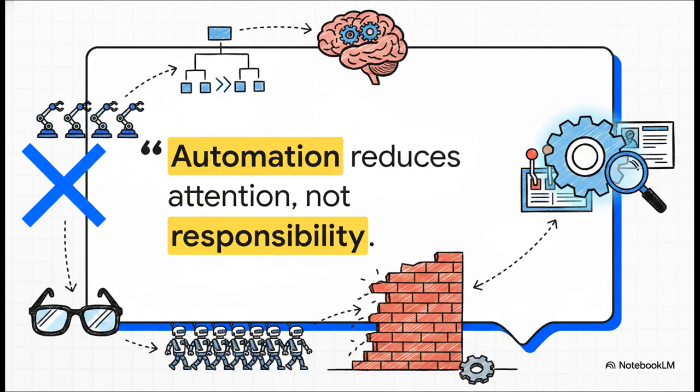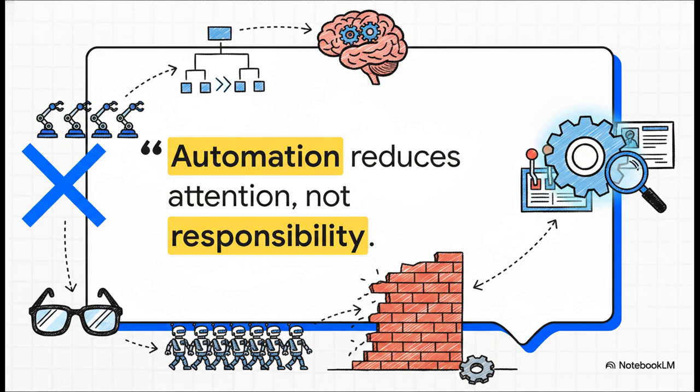Now, I really want to pause here for a second, because I want the gravity of this irreducible truth to sink in. Automation reduces attention, not responsibility. When a task gets automated, human judgment doesn't just poof disappear. It shifts. It shifts from manually executing the same task over and over to carefully designing, supervising, and correcting the system itself.